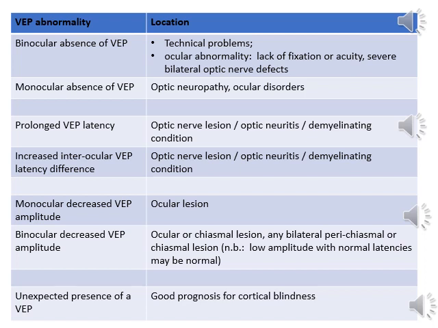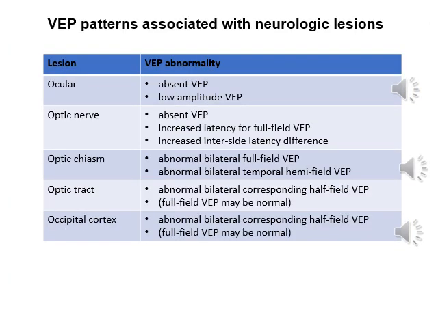And finally, if a VEP is not expected, so for example, in the case of cortical blindness, and then a VEP is acquired, this is often a good prognosis for cortical blindness. And this is a table showing the VEP abnormalities that we would expect with different sorts of lesions. And so with an ocular lesion, a lesion at the eye, we would expect to see an absent VEP in the affected eye or a very low amplitude VEP in the affected eye.